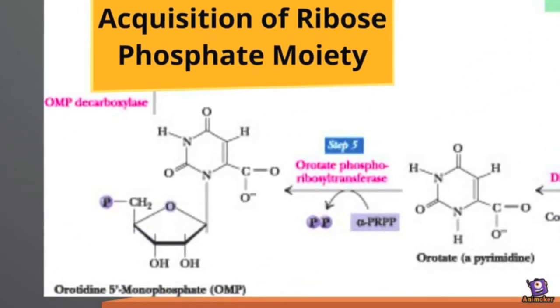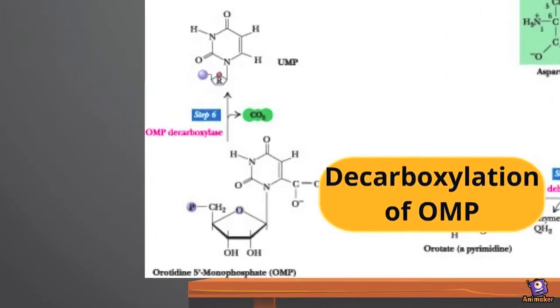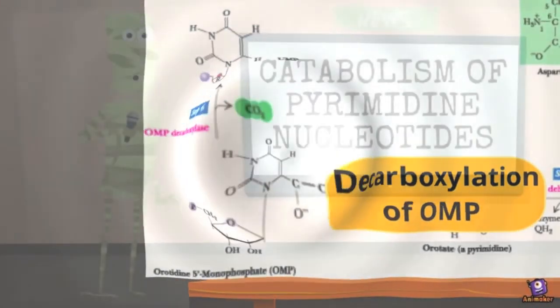Step 5 will be the acquisition of the ribose phosphate moiety by the enzyme orotate phosphoribosyl transferase. This enzyme is also used in the salvage of uracil and cytosine to their corresponding nucleotide. The last step will be the decarboxylation of OMP by the enzyme OMP decarboxylase.